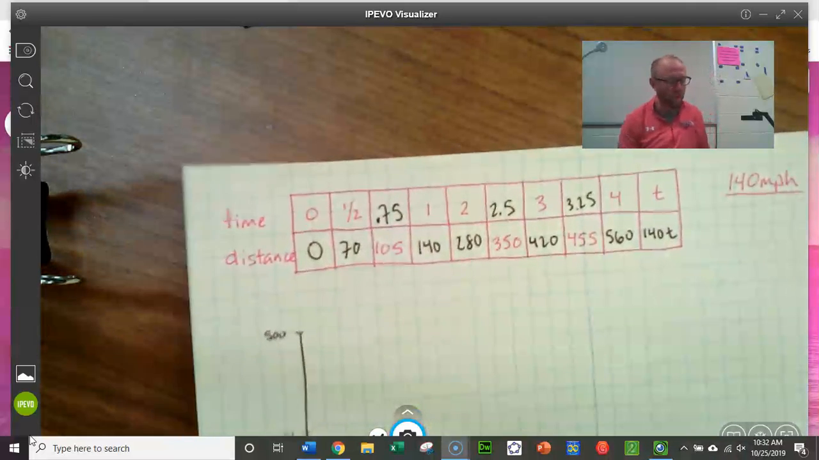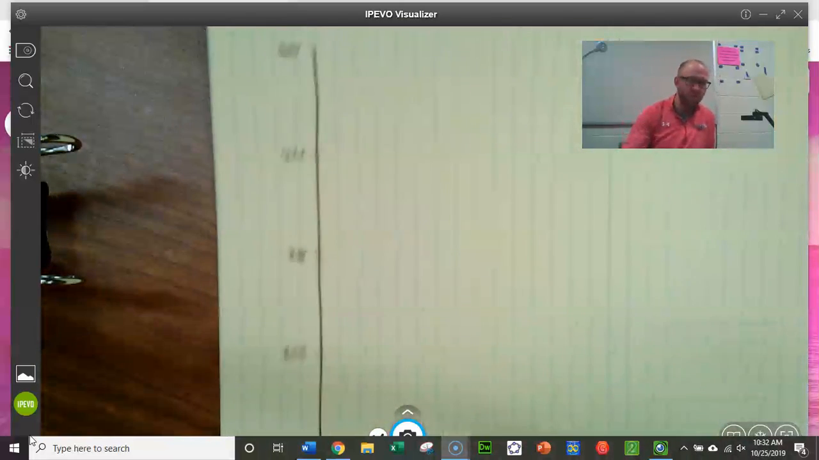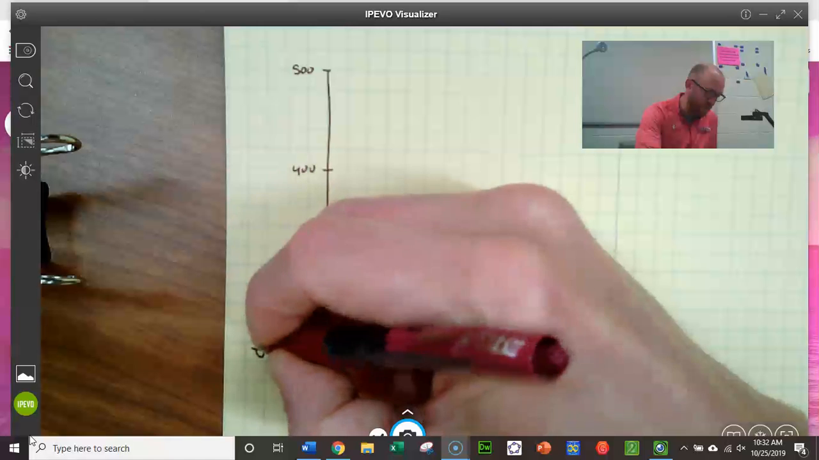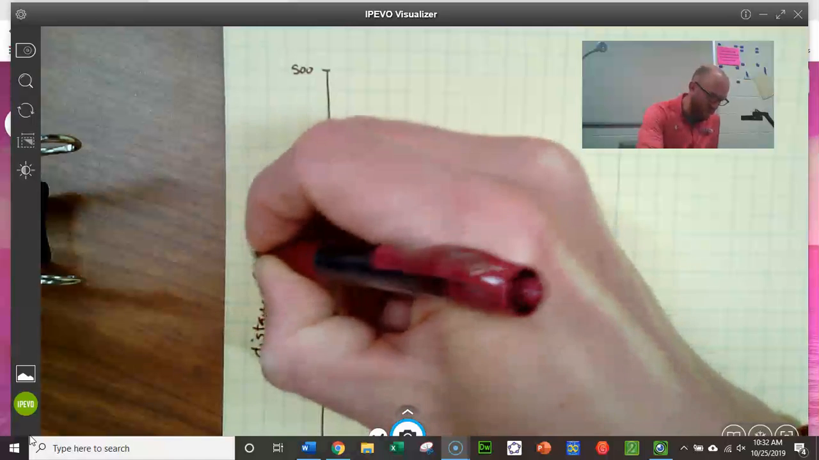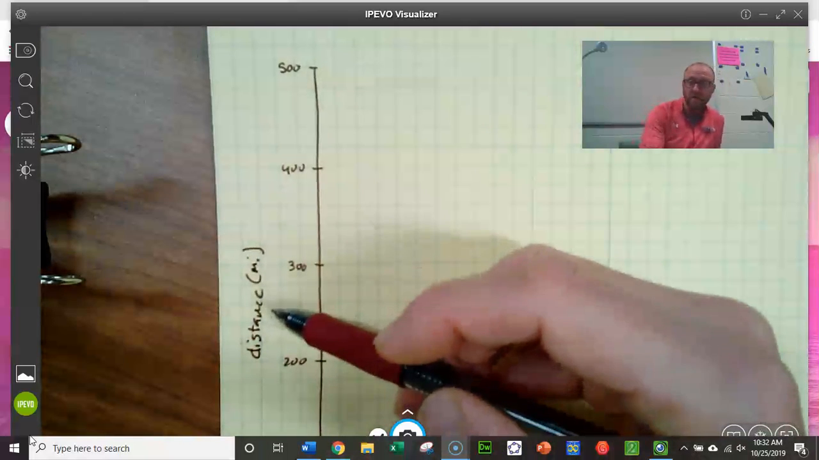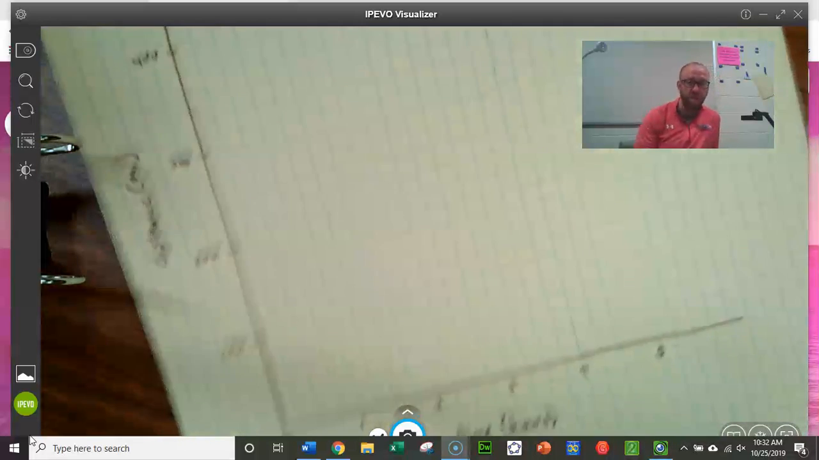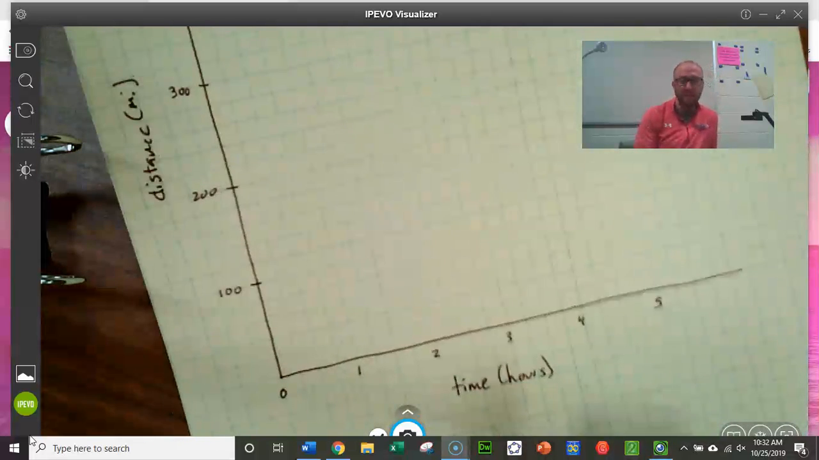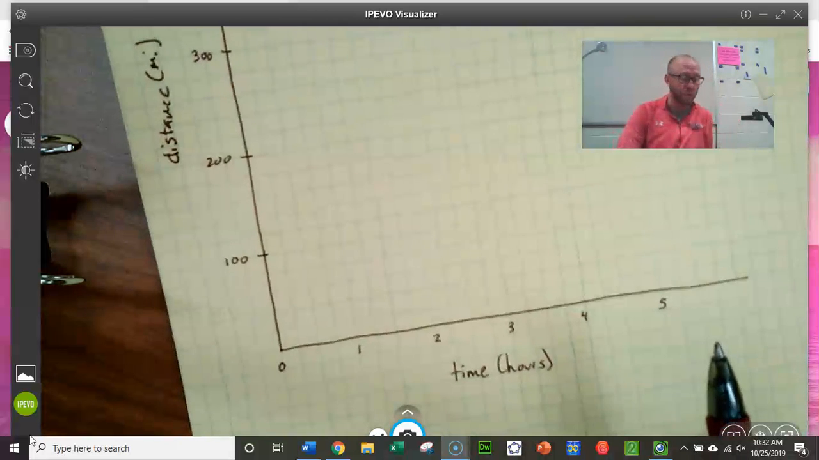So let's go ahead and plot some of these on our grid. I put a grid together here. Notice I haven't labeled the side yet. Distance in miles. So we got our distance, and our graph is labeled. We know what we're measuring on this axis, and we know what units we're using. Down here, we're measuring time in hours. So we labeled what is being measured on that axis and what are the units.